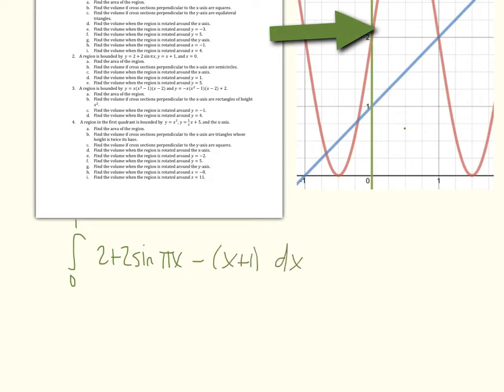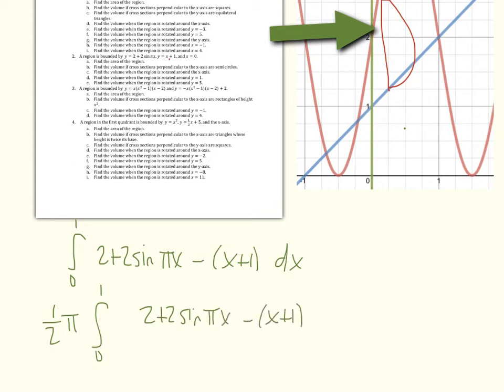Okay, the volume if cross-sections perpendicular to the x-axis are semicircles. So if my circle is laying on my function, that's the diameter. So it's 1/2 pi r squared. Well, r in this case is top minus the bottom, that's the diameter, divided by 2 gives us the radius. And then we'll square it.